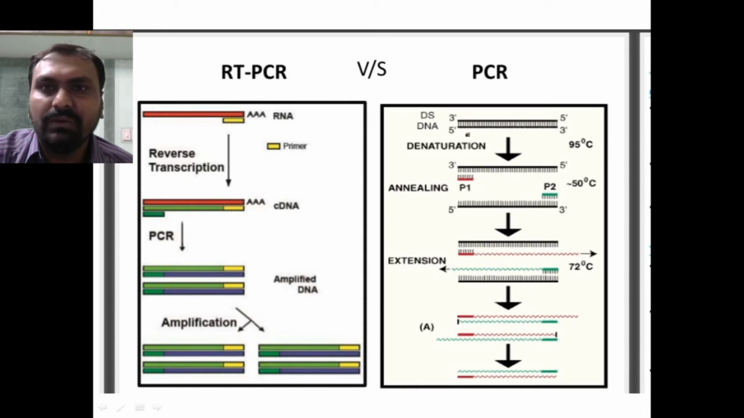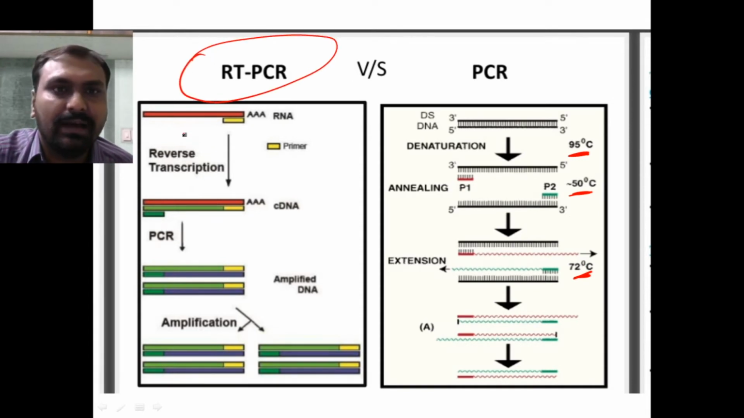In PCR we know there is a double stranded DNA that is denatured at 95 degrees, then annealing at 50 degrees, primers are added, and then extension occurs at 72 degrees Celsius. What happens in real-time PCR? Suppose there is an RNA or DNA. Suppose it is RNA, then with the help of the reverse transcriptase enzyme.